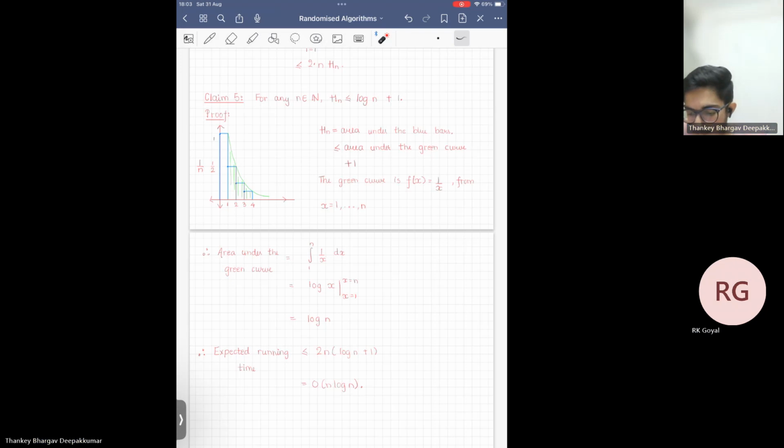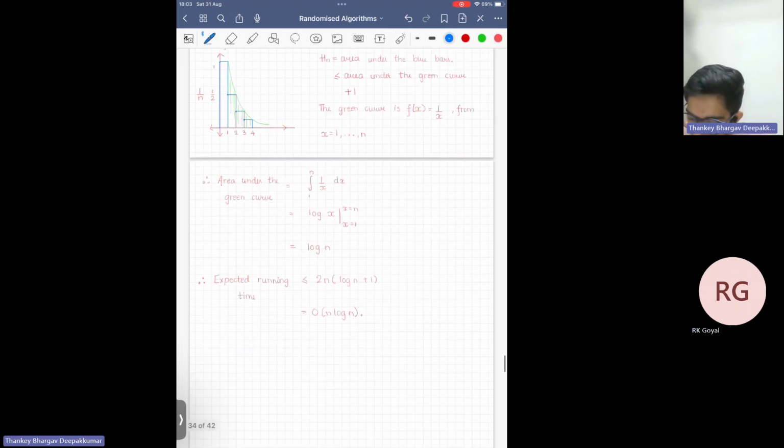Now, suppose I also wanted to derive a lower bound on Hn. Could I do that using an integral? For the lower bound, integration should not be used. It can be used. Let me show you.